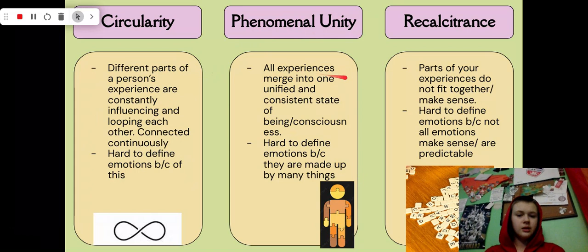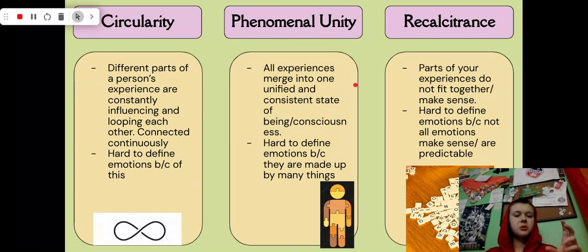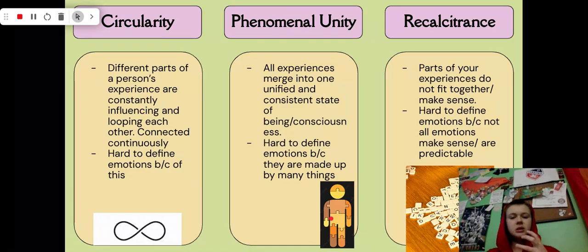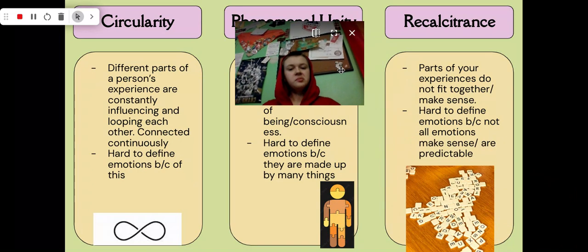For phenomenal unity, all the experiences someone has are merged into one single state of being or one single state of consciousness, which you can see in this photo down here, the individual puzzle pieces of this person. They're all individual from each other, but they can build one single whole person, one single state of being, one single state of consciousness. And because of this, it's hard to define what emotions are, because emotions aren't just one single puzzle piece or one single thing. Emotions are made up of multiple things. It's not just one final result.